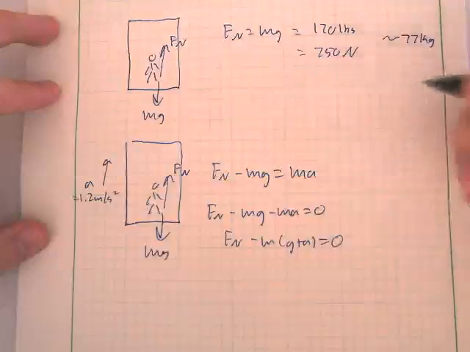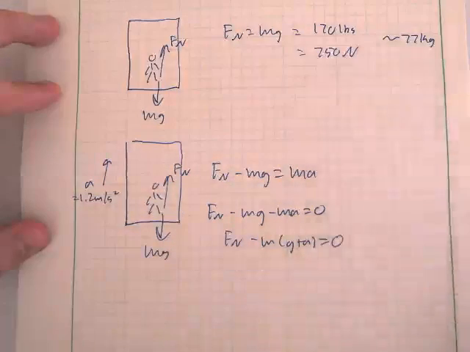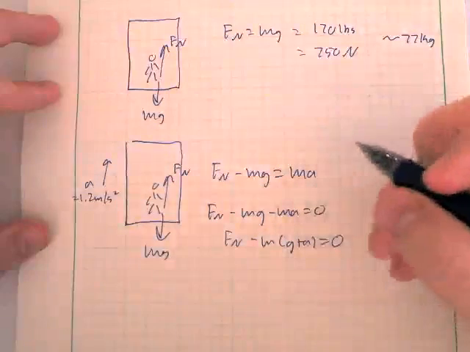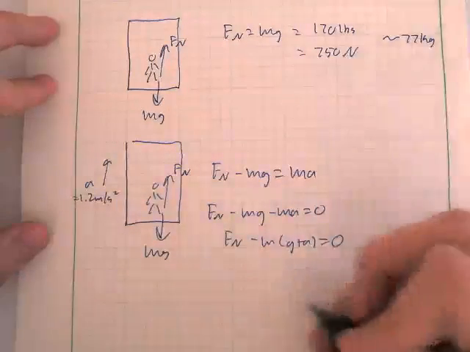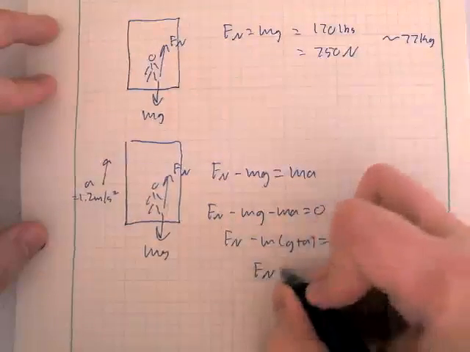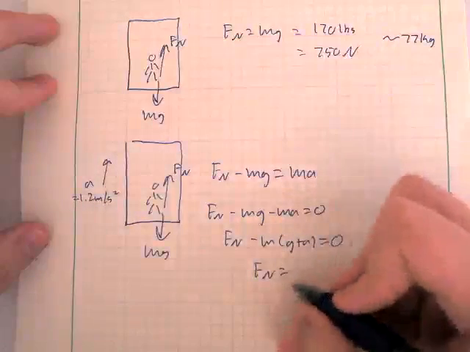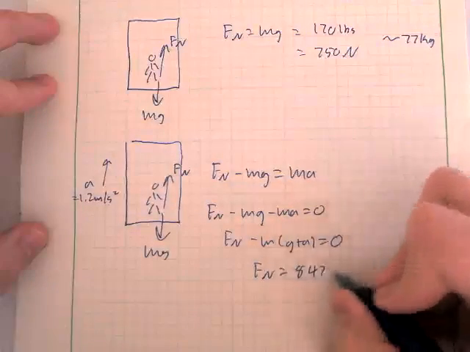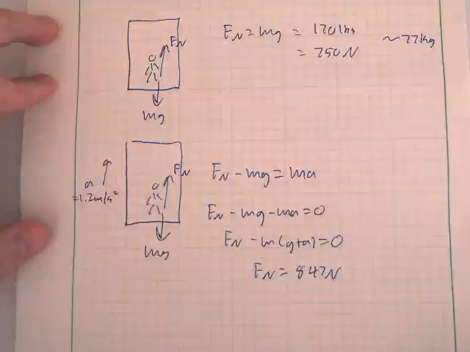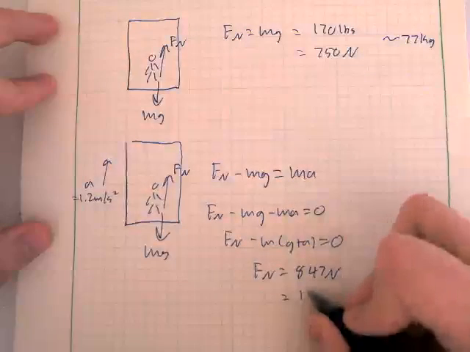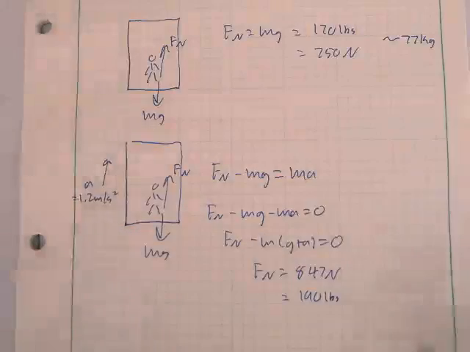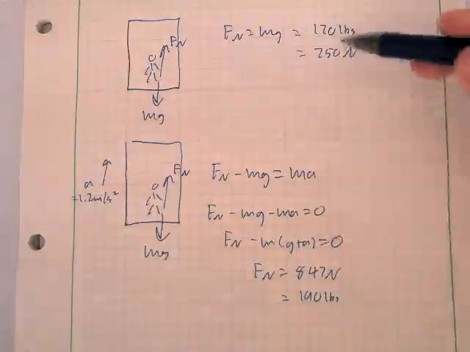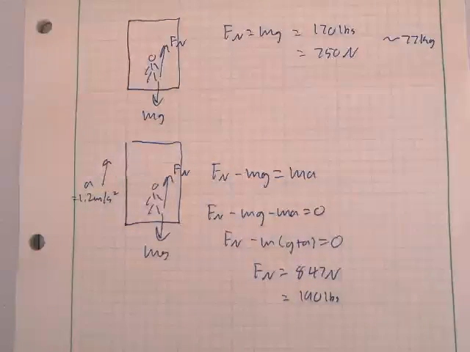Well, the scale is just going to read the normal force of me standing on it. It's basically measuring the normal force that the scale has to exert on me to support my weight. And in this case, the normal force will be about 847 newtons. This would be equivalent to about 190 pounds. So as you can see, there's about a 20-pound difference between these two. Why does the scale read higher all of a sudden?